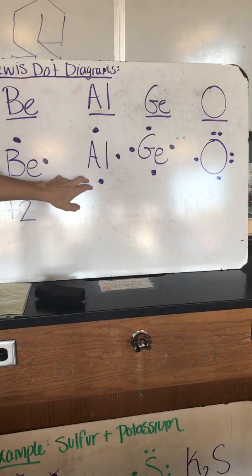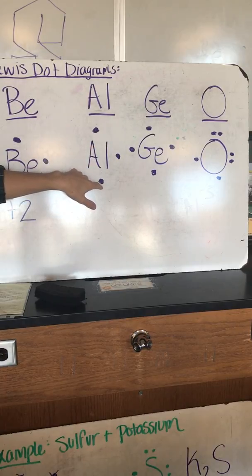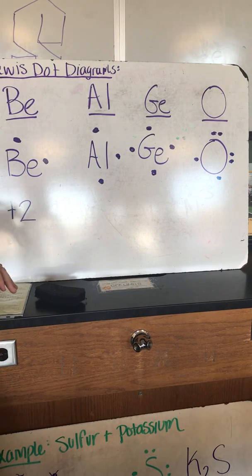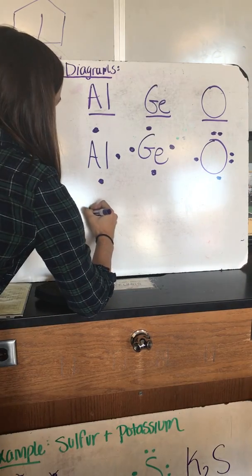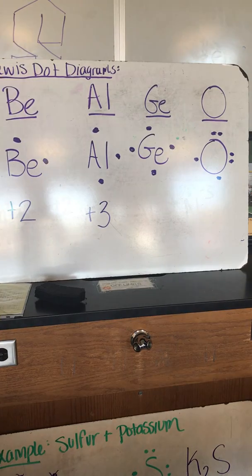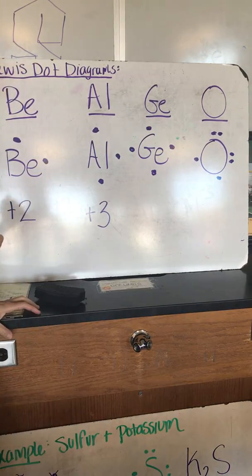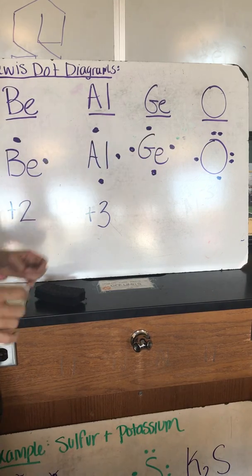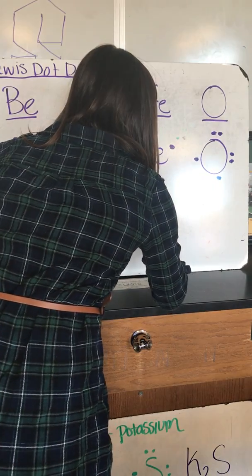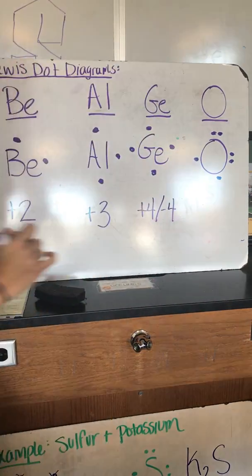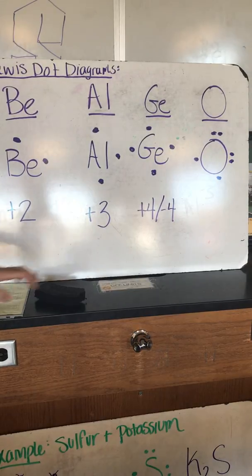Aluminum is going to take away these 3 because that's closer than adding 5. If you take away electrons, remember you're taking away negativity, so you will then have a positive 3 charge. Germanium, you have 1, 2, 3, 4. This one is weird because it's directly in the middle of 0 and 8. So therefore, you're going to have positive 4 or negative 4. That does matter. You will need to be able to know that both of those happen.